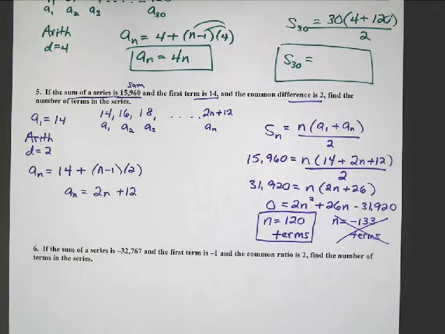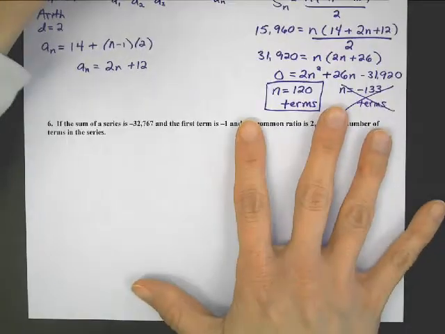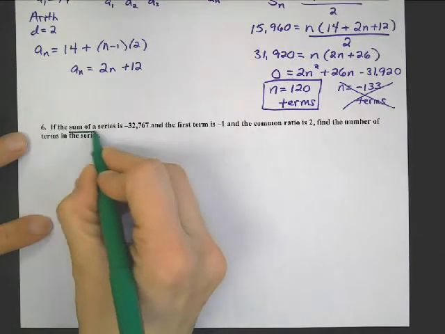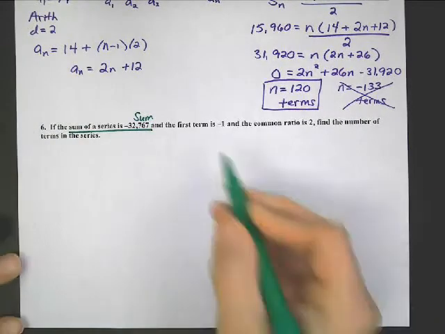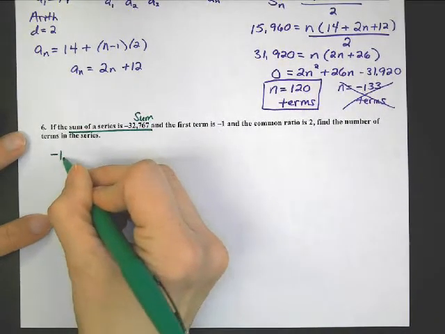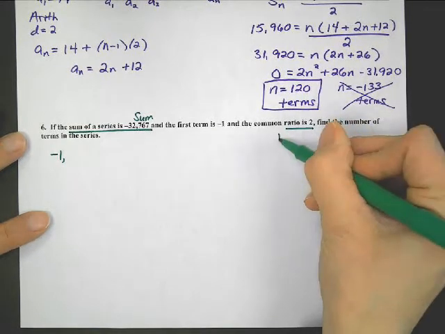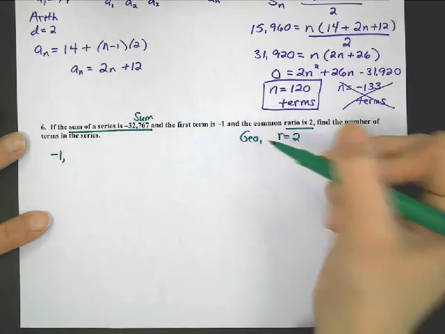Okay, so let's go ahead and take a look at the last problem here, which is similar, but it's going to be geometric this time. And we're going to do the same thing. We're going to write out all the information, make as many formulas as we can. The sum of the series is this. Okay. The first term is negative 1. The common ratio is 2. So r is 2. That means it's geometric.